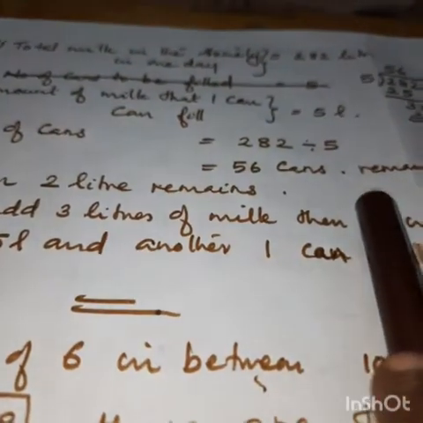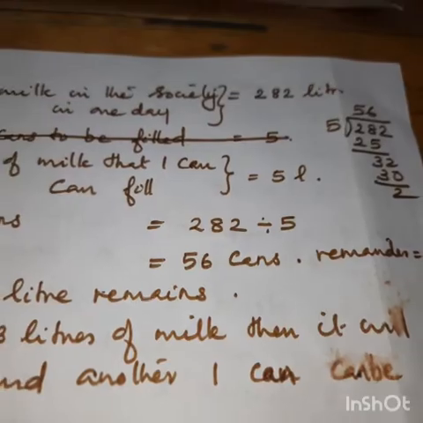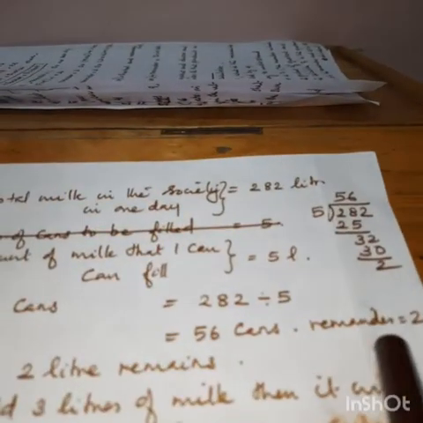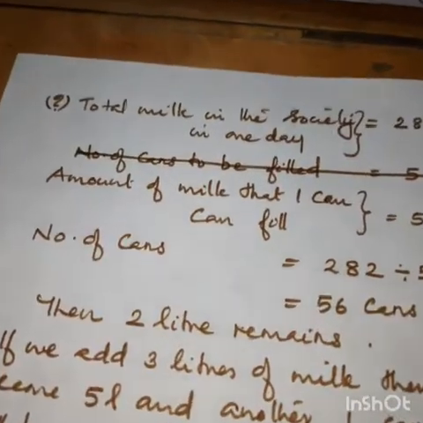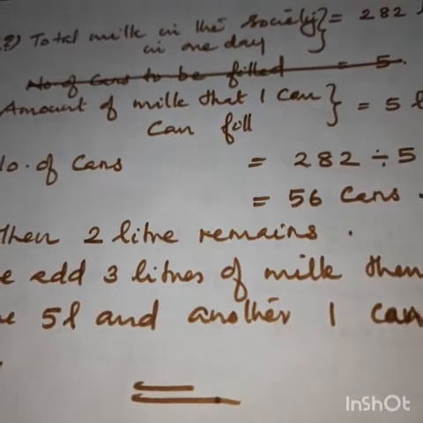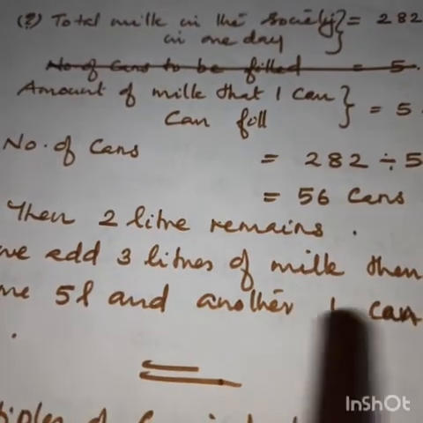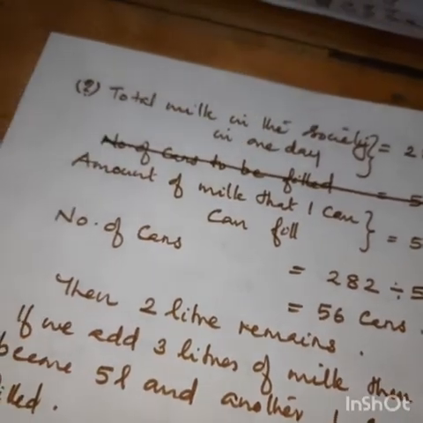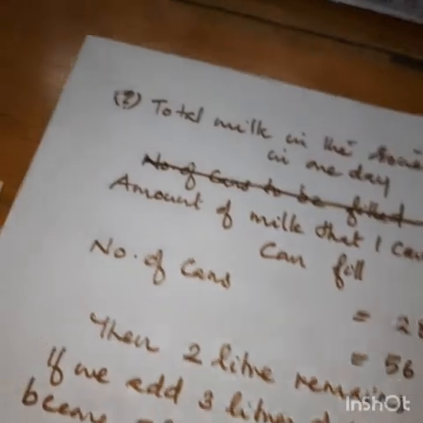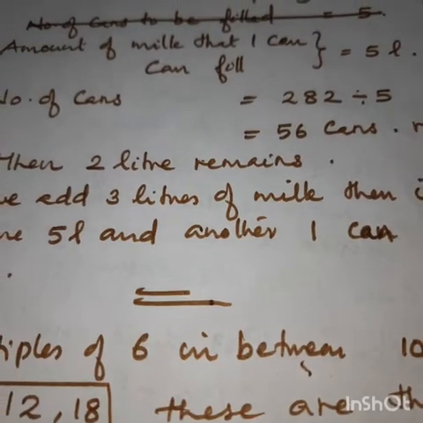Number of cans is equal to total 282 liters, and one can contains 5 liters. Therefore, dividing, there are 56 cans. Then what is remaining? 2 liters of milk is remaining. If we add 3 liters of milk to that 2 liters, then 1 more can can be filled. Therefore, to fill 5 liters of 1 can, 3 liters of milk is needed. 56 cans are filled by 282 liters, and if 3 liters are added, then 1 more can is filled.